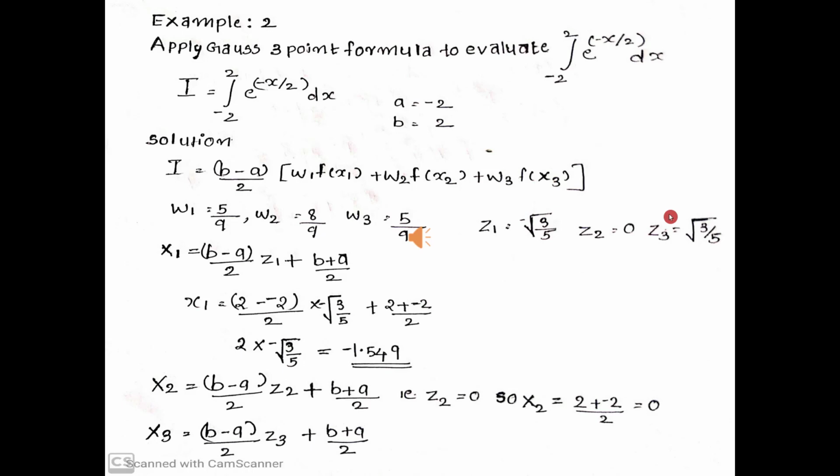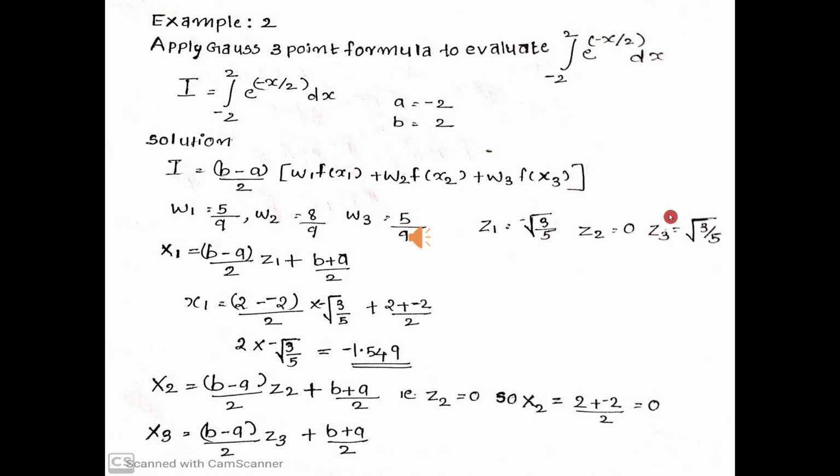We know x1 equal to (b minus a) by 2 into z1 plus (b plus a) by 2. Substituting the values, x1 equal to (2 minus minus 2) by 2 into minus root of 3 by 5 plus (2 plus minus 2) by 2, equal to 2 into minus root of 3 by 5 equal to minus 1.549. Similarly, x2 equal to (b minus a) by 2 into z2 plus (b plus a) by 2. Here z2 equal to 0. So, x2 equal to (2 plus minus 2) by 2 equal to 0.